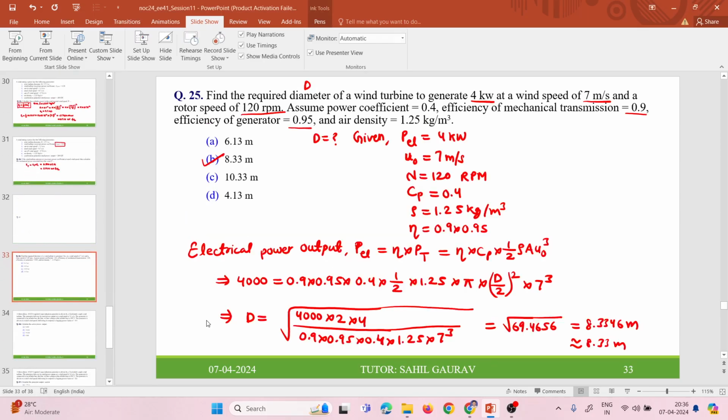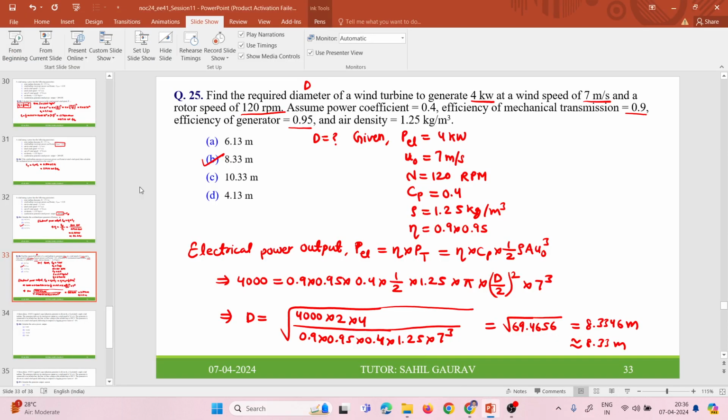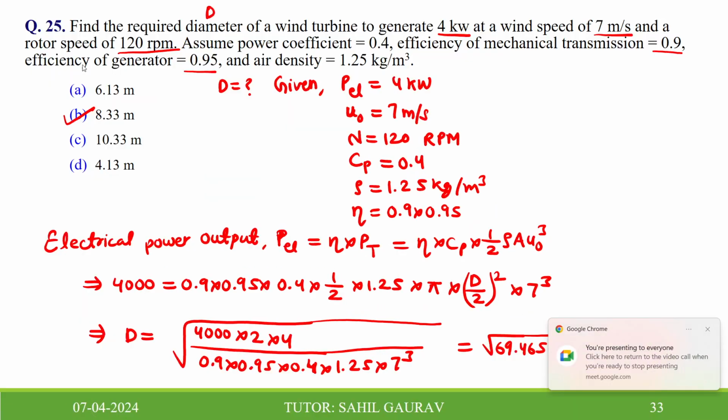Now we are left with 5 more problems and then we will close the session. Yes, Priyadarshini, you are correct, 8.33 meter. Now coming to the next problem.